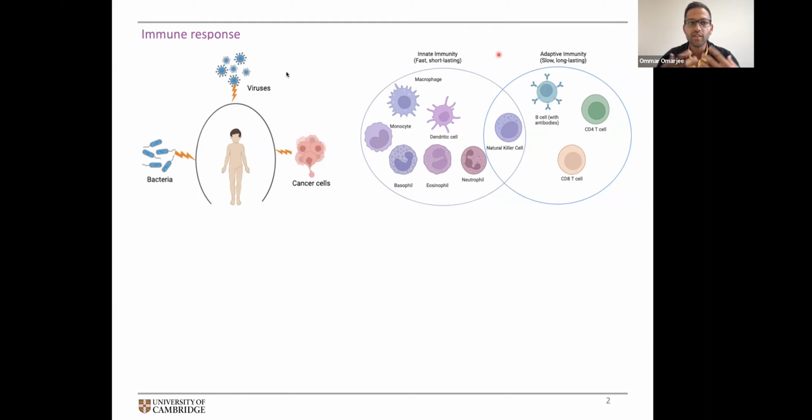It will provide a fast immune response, but at the same time, it is short-lasting. Whereas our adaptive immunity is slower. As the name suggests, it will create an immune response which adapts to the specific pathogen that the body encounters, but will provide a long-lasting response. So we are talking about the concept of memory. And this is basically how vaccines work, because vaccines will activate the adaptive immunity to provide us with a long-term defense against pathogens.